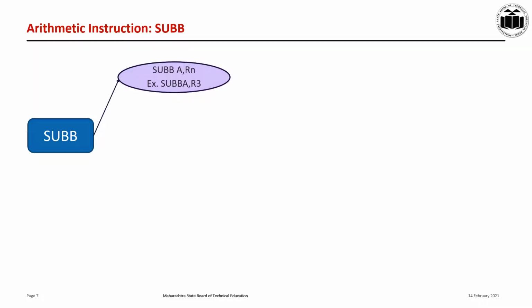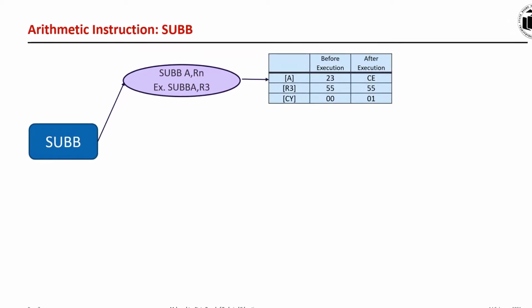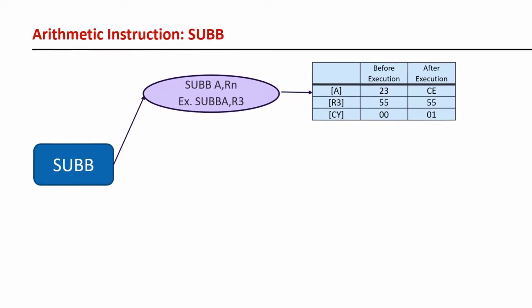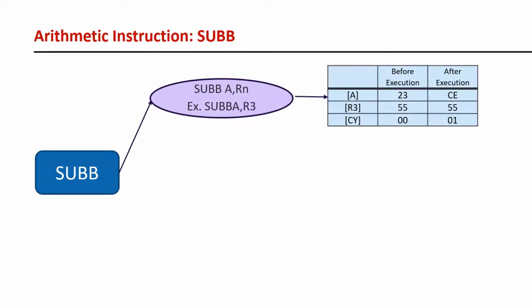SUBB A, Rn. Subtract the content of a register Rn and content of carry flag from accumulator and store the result in accumulator. For example, SUBB A, R3. If accumulator contains 33H, carry flag contains 0 and register R3 contains 55H, then 55 will be subtracted from 33 and the result CE will be stored in accumulator. During subtraction, 55 is greater than 33, hence carry flag served as borrow and it becomes 1.